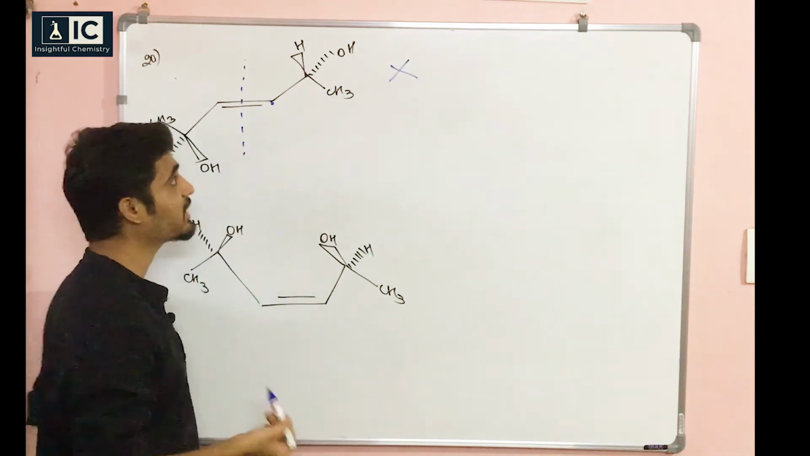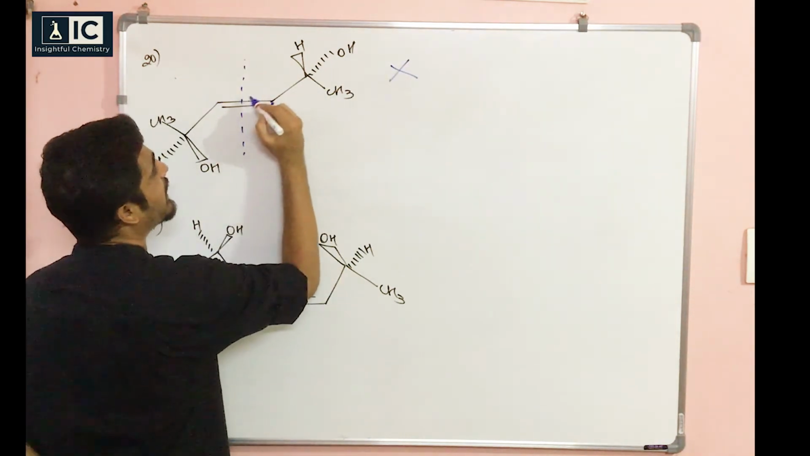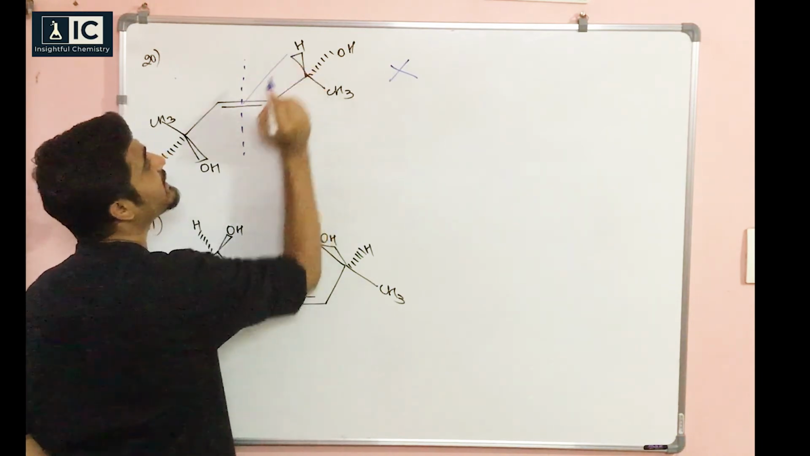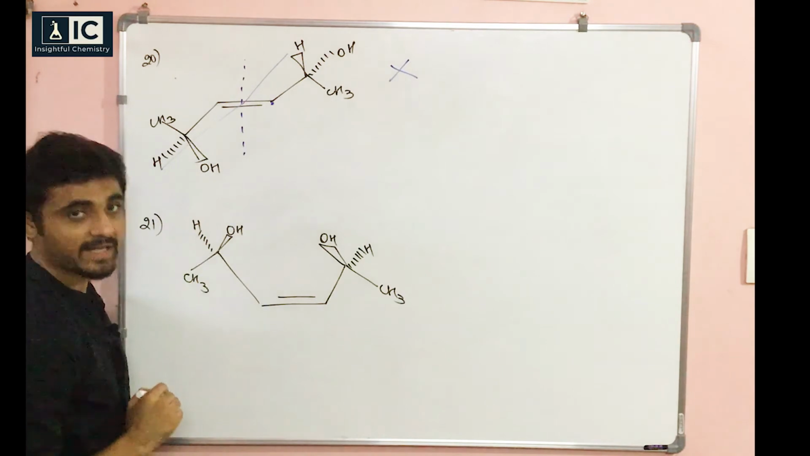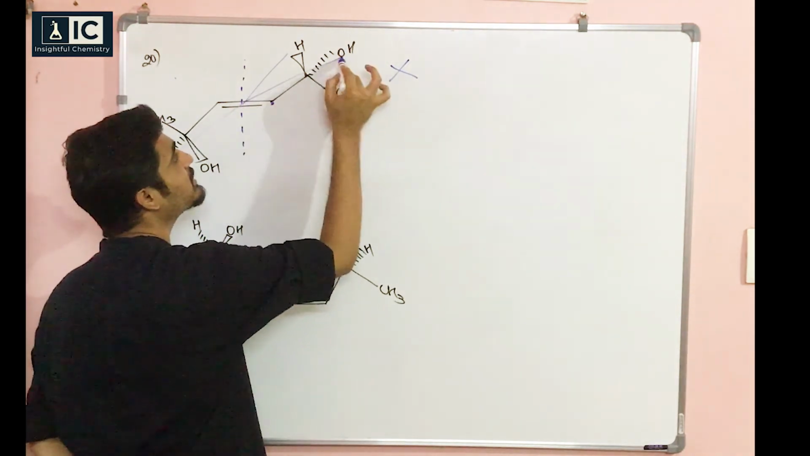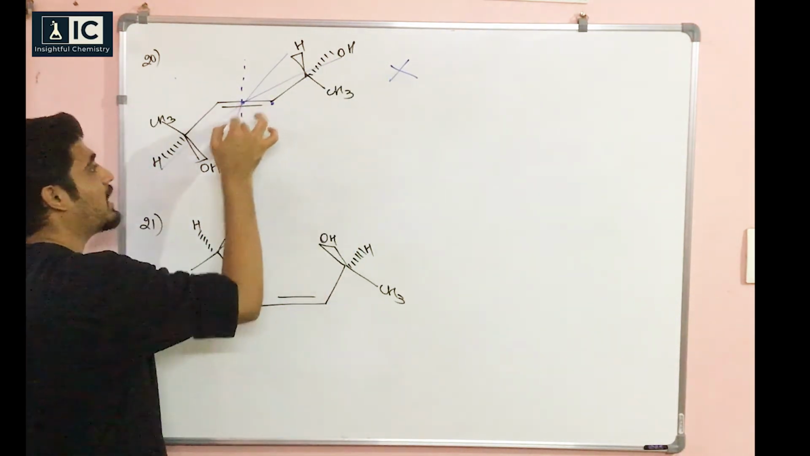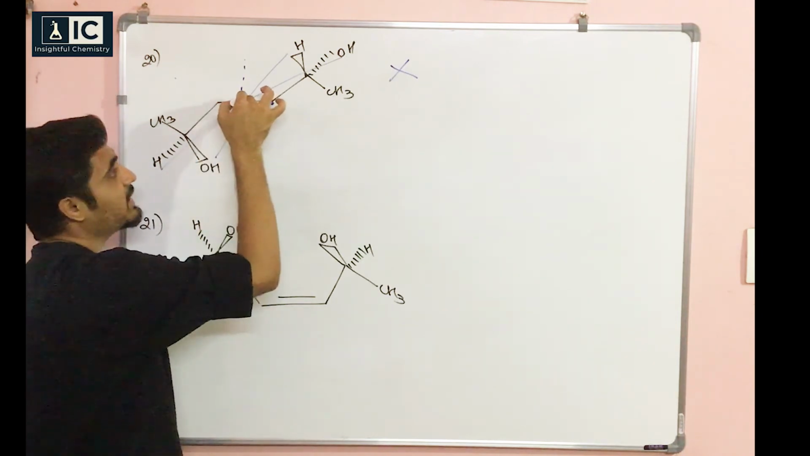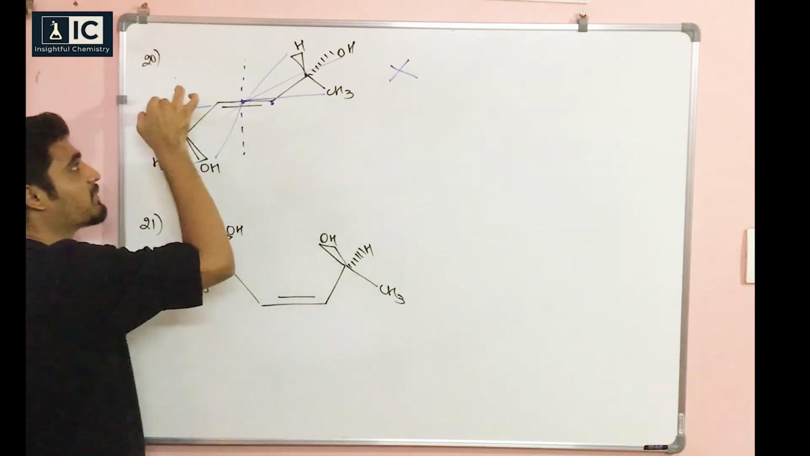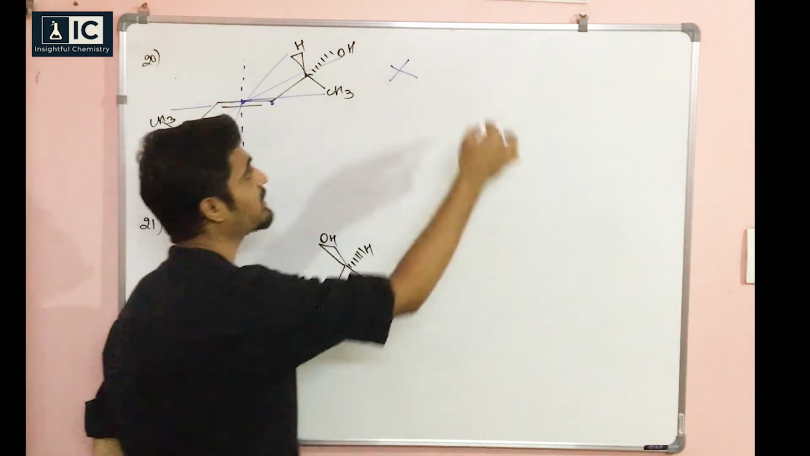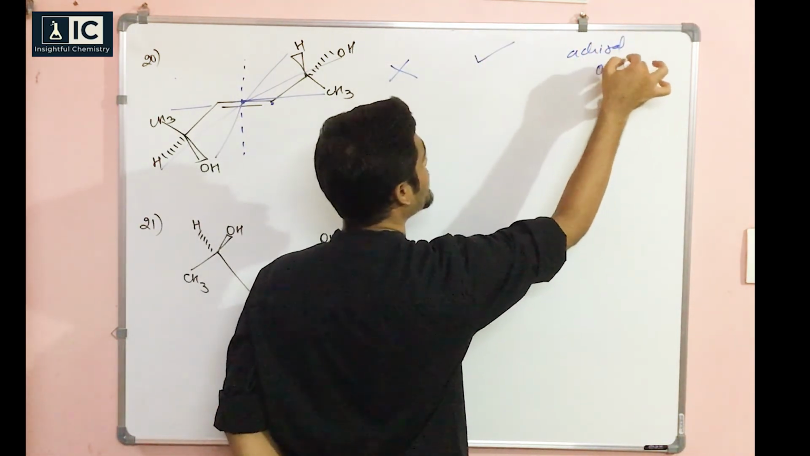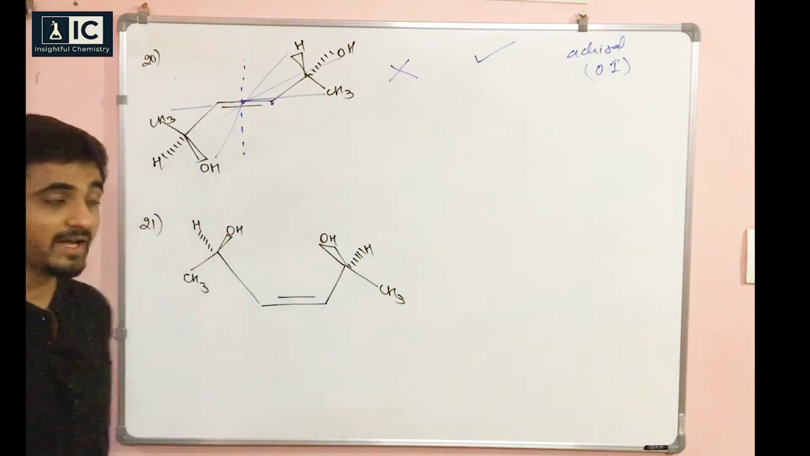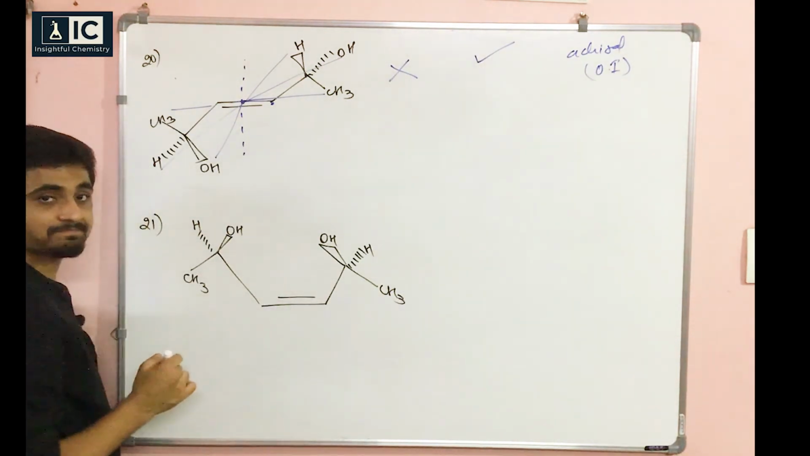How about center of symmetry? So from here, I go above the plane, I get H. Then I go below the plane and I get H. I go below the plane, OH, above the plane, OH. In plane, CH3, in plane, CH3. So center of symmetry is there, but still it is achiral or optically inactive. Right? Very nice.